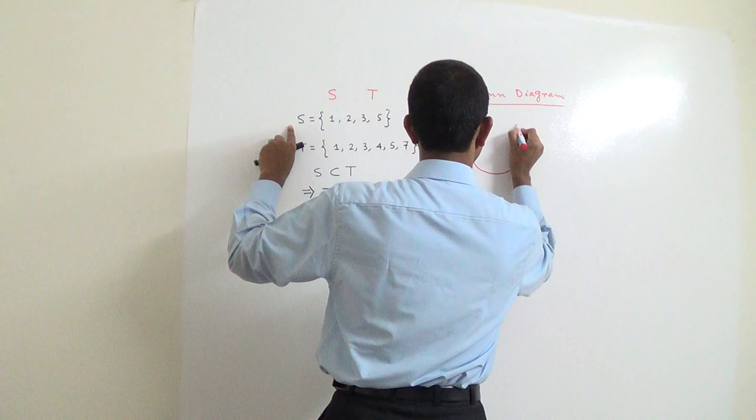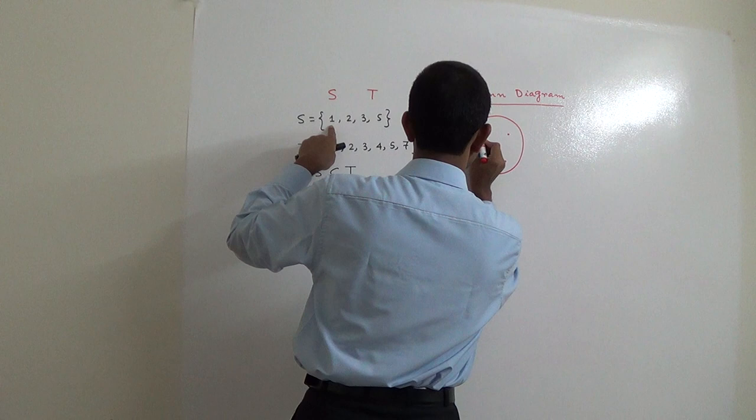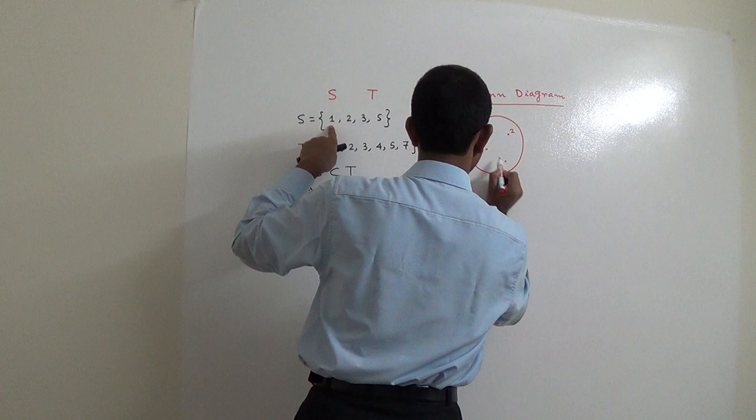S is a circle, that is S. And what are the elements? 1, 2, 3, 5. So these are the different points. Here it is 1, here it is 2, here it is 3, and here it is 5.